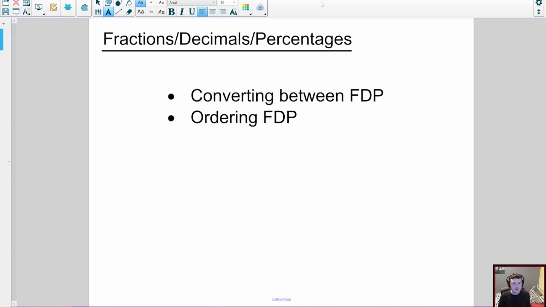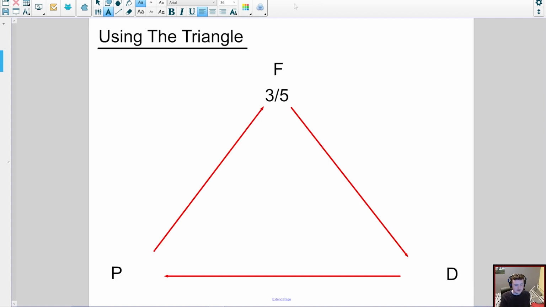But this video is going to be about converting between the 3 and then putting them in some kind of order. And so what do I mean by converting? Well, we're going to look at this triangle here. Anyone who's been in a class with me before is probably familiar with this triangle. This is the triangle we use to convert between a fraction, a decimal, and a percentage.